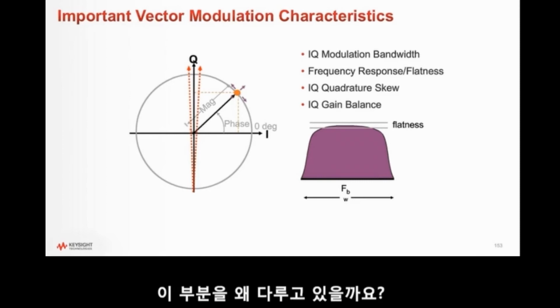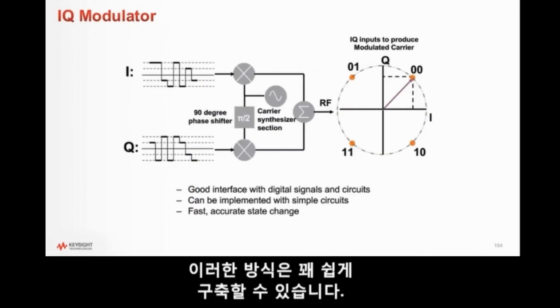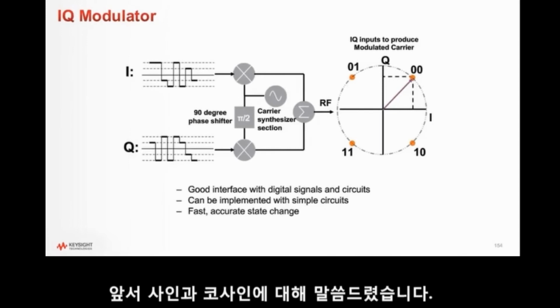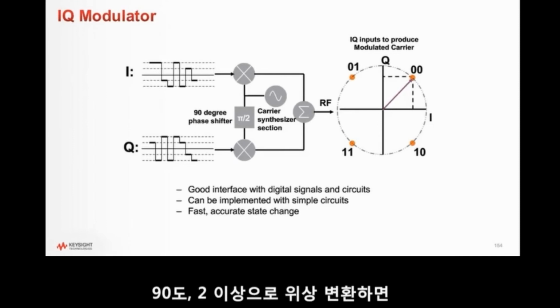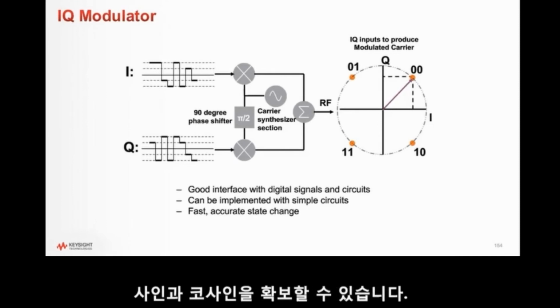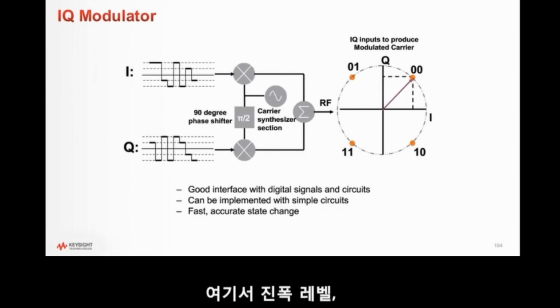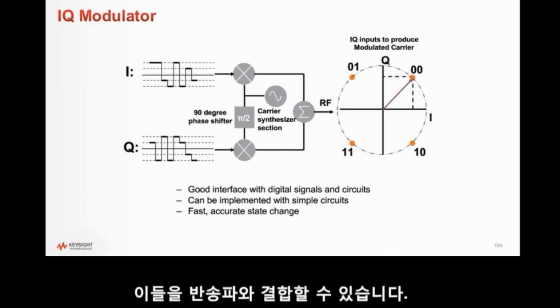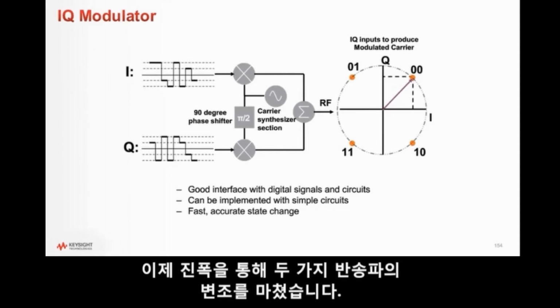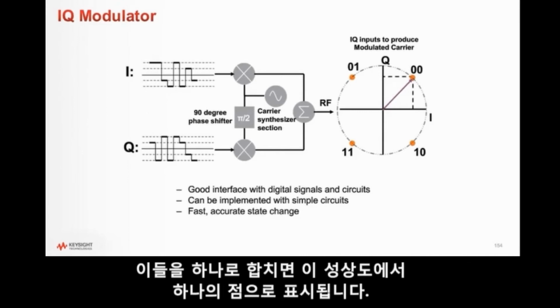Why are we even talking about this? Well, it turns out that this scheme is pretty easy to make. I was talking earlier about sine and cosine. So if we start with a single oscillator, or single carrier, and we phase shift it by 90 degrees, pi over 2, we have a sine and we have a cosine. We can take our amplitude levels, our I and Q data, as raw bit streams, straight out of a digital analog converter, and we can combine those with the carrier. And now we've got our two separate carriers modulated by the amplitude. If we sum those together, we get our single point on this constellation.